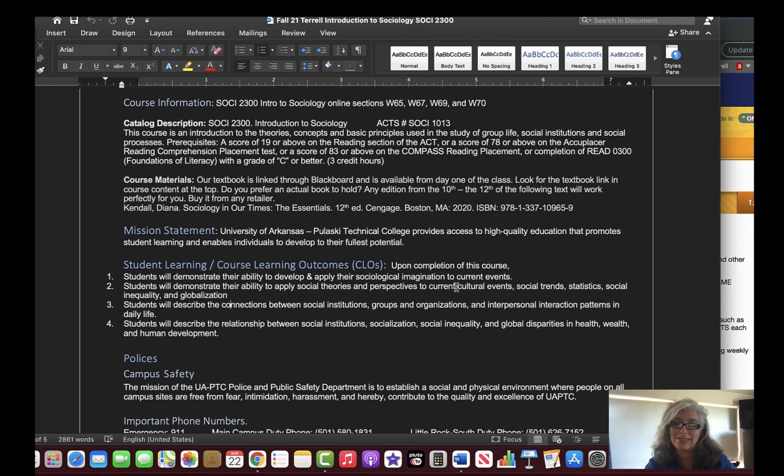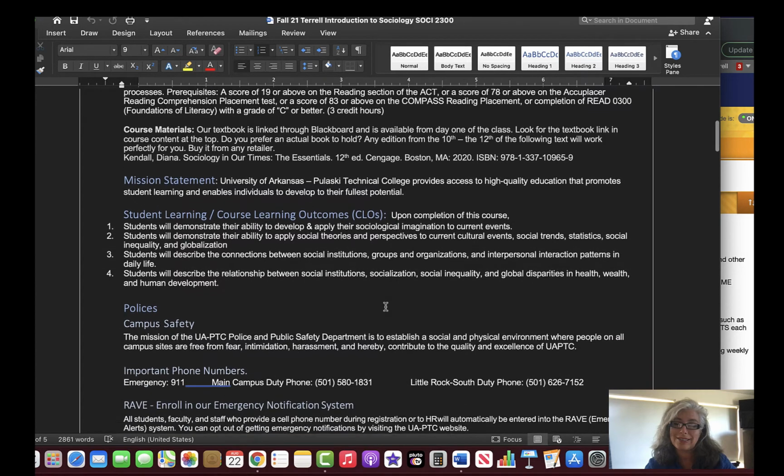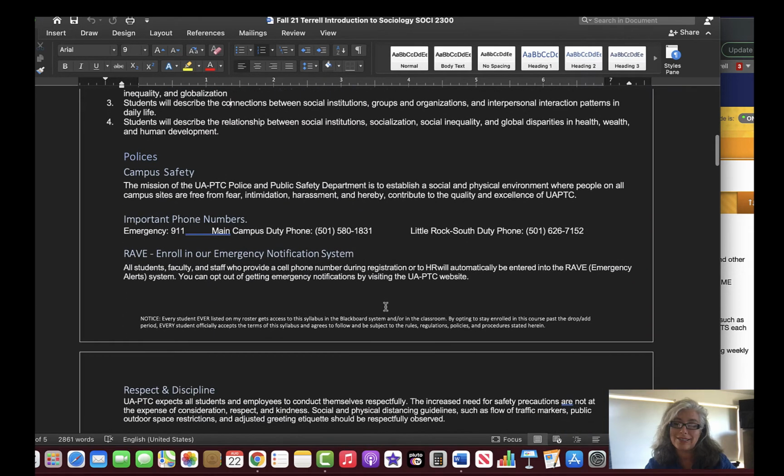You're gaining knowledge about how to interpret social trends and cultural events, and how the groups that we belong to affect our behavior, and personal interaction is affected by social norms, and all these words that I'm throwing at you that we're going to study over the course of the semester to give us a better understanding of our place in the social world that we live in. Okay, so that's what our goal is in class.